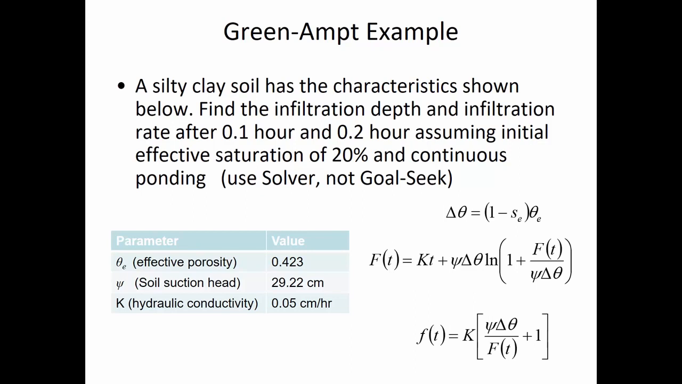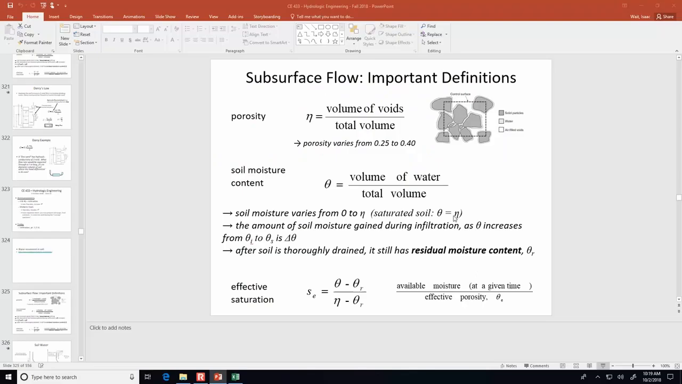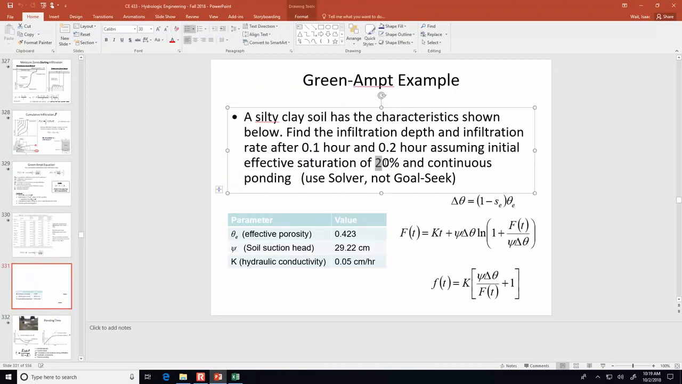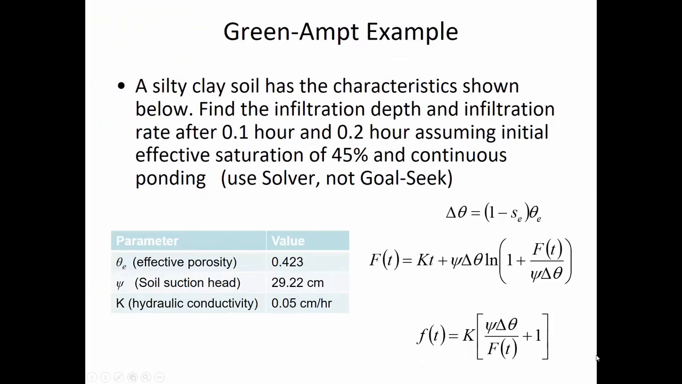I think I may have done my example at a different initial saturation. So let's change that, my calculations are based on an initial effective saturation of 45%. So please scratch that out in your notes. Okay, so S sub E is 0.45. I'm not sure why the discrepancy there, but I'm glad I caught it now rather than later.